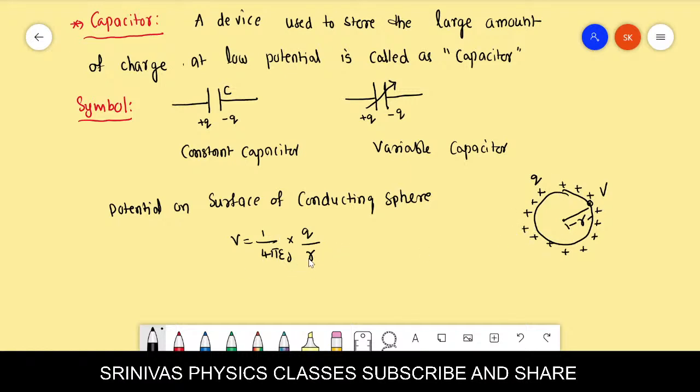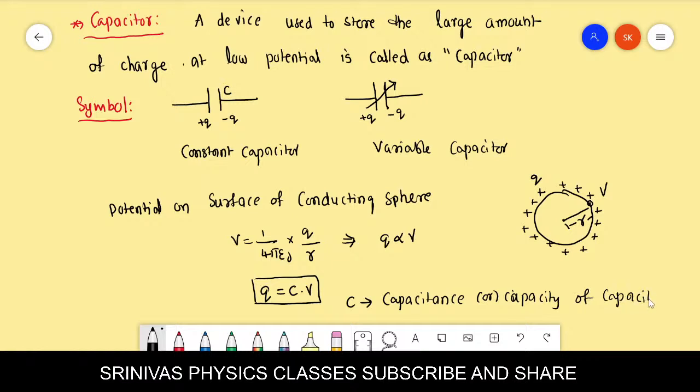And here, if you increase the charge, then its potential also increases. From this we can say that the charge stored at any instant is directly proportional to the potential. If you store more charge, its potential increases. When the proportionality is removed, we get a constant. That constant is called C, a proportionality constant. Its name is the capacitance or the capacity of a capacitor.